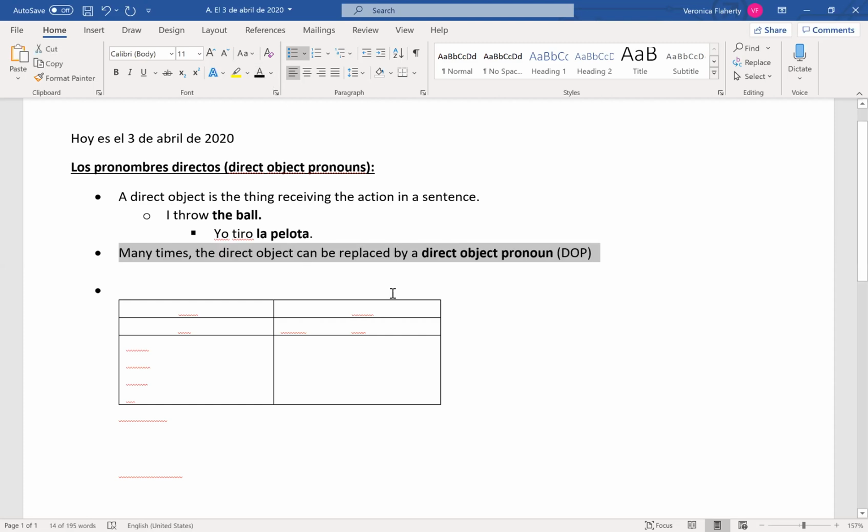All right. Many times the direct object in a sentence can be replaced by a direct object pronoun. And I'm going to abbreviate that as a DOP. So we usually replace direct objects with a direct object pronoun just to make our statements less repetitive.